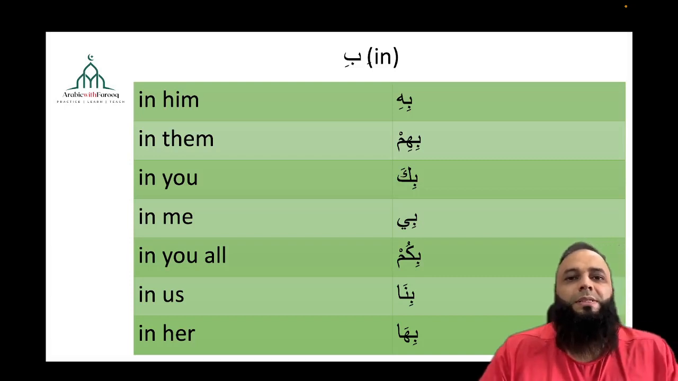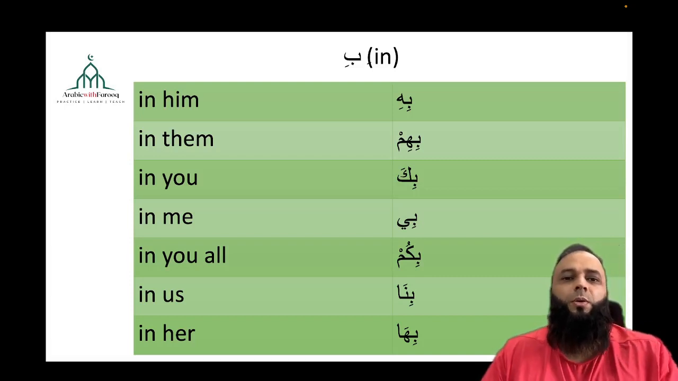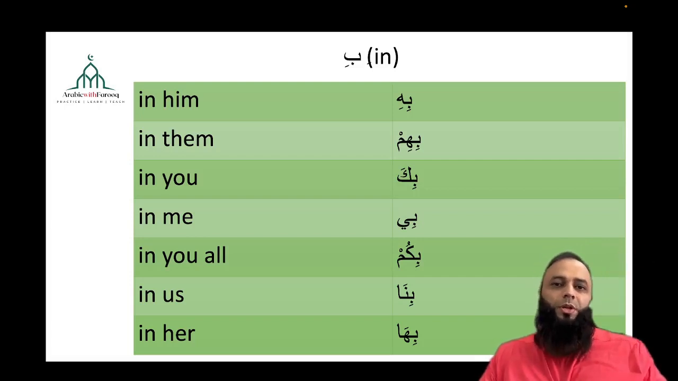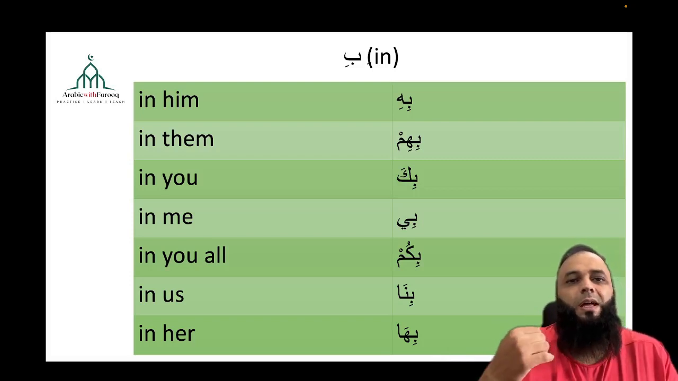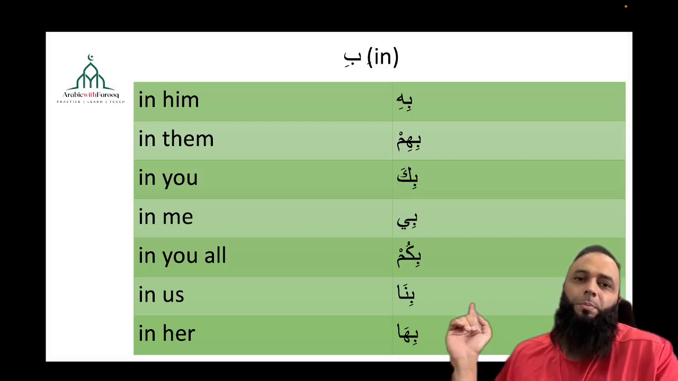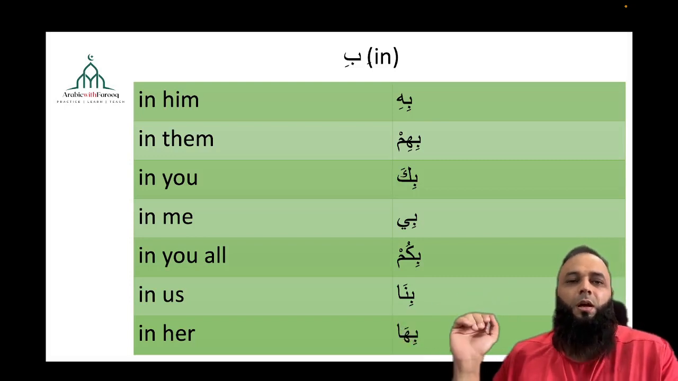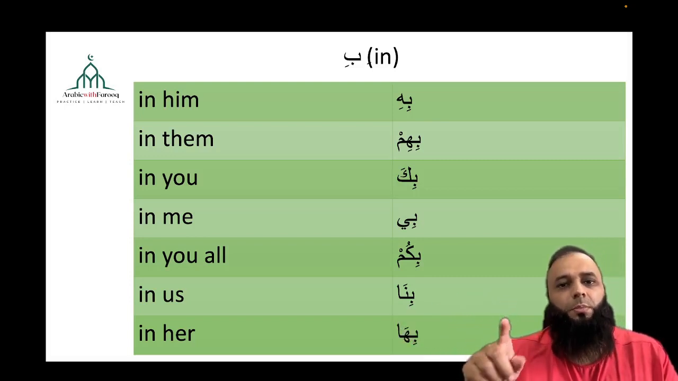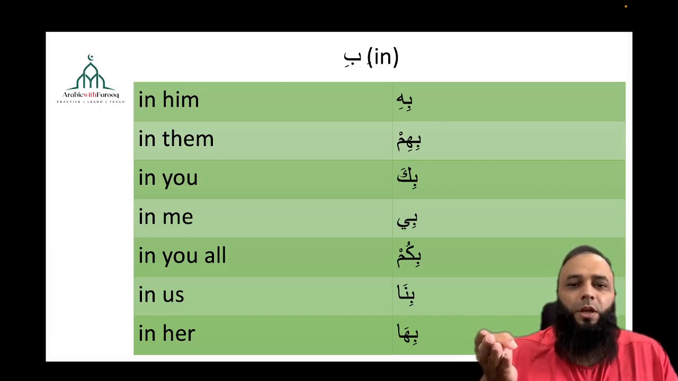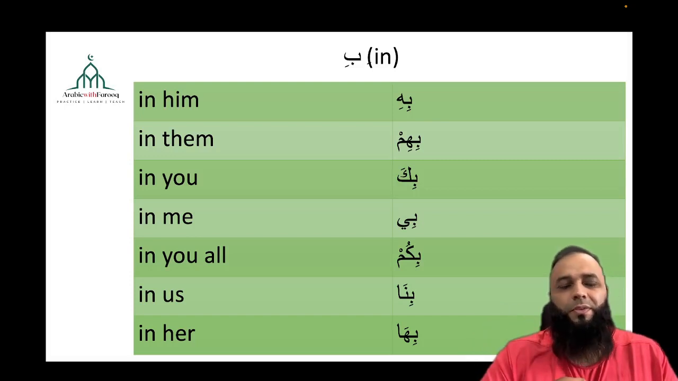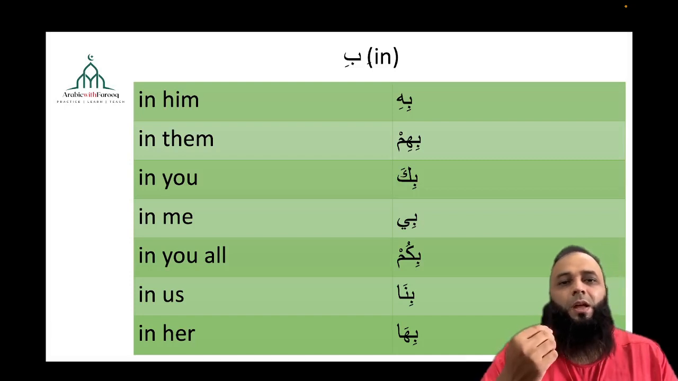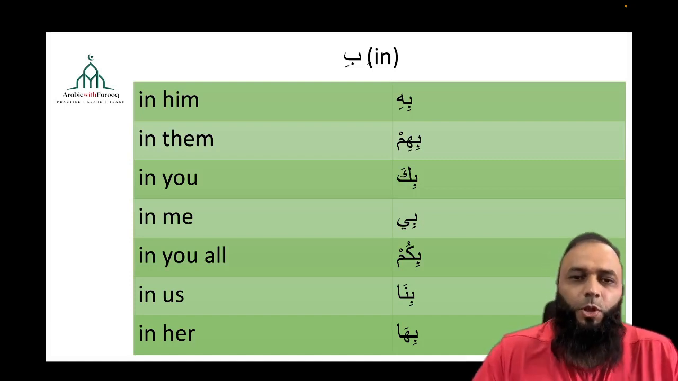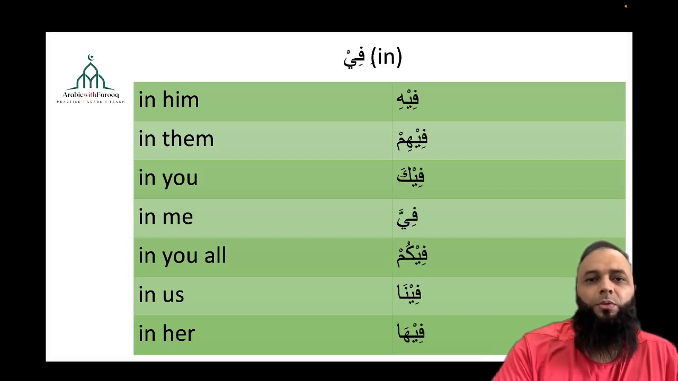All right. So the first one is bi. We saw the words that you can join, right? So we just have to use the same formula. It's bihi, which means in him, right? Bihim means in them, and then bika means in you, and bi means in me, and bikum means in you all, and bina means in us. And then for the feminine, if it's a female that we're referring to, then we can say biha, right? So let's look at the other one now.